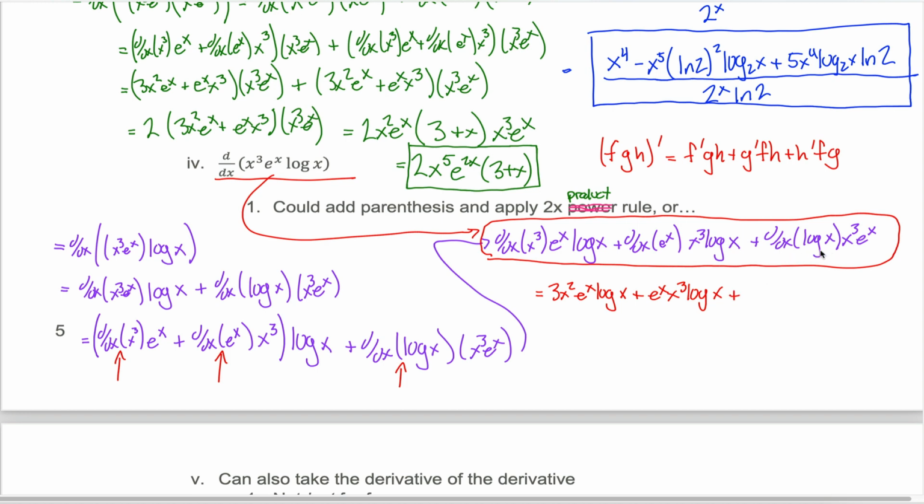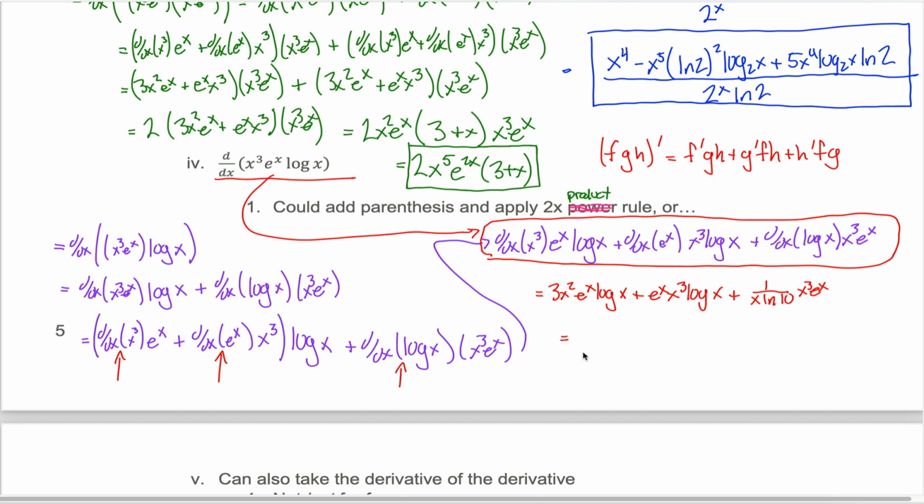In this third term, the derivative of log of x is almost 1 over x. It's 1 over x times the natural log of 10. So I got 1 over x times the natural log of 10 times x cubed e to the x in my third term. No d over dx is left. Therefore, I'm done with the calculus. Therefore, if I want to be, I'm done with the problem right here.